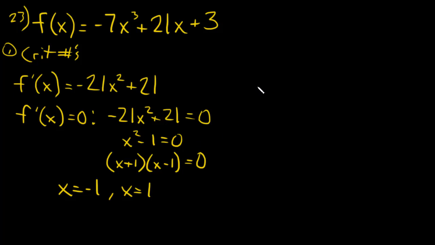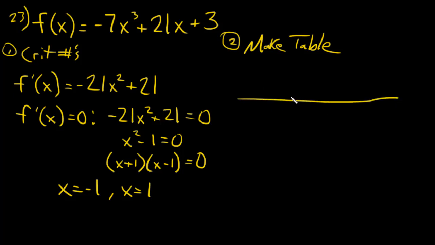Okay? So now that we have them, I can go to step 2. And step 2 is going to be make the table. So make the table. Alrighty? So what's my table going to look like? Well, it's going to have 2 values. I'm going to have x equals negative 1 for that one, and x equals positive 1 for that one.